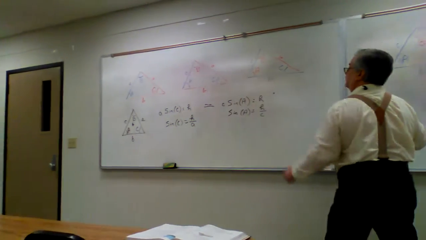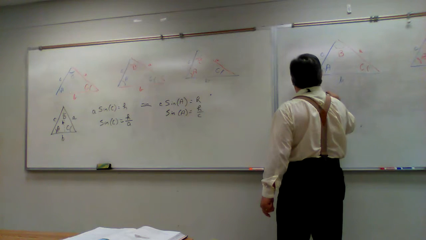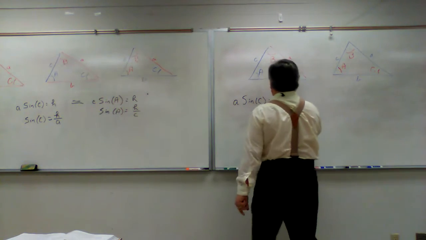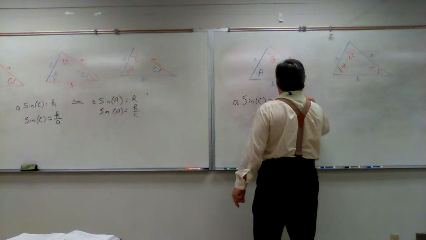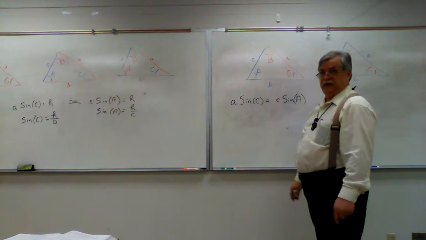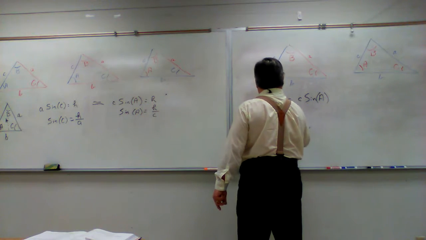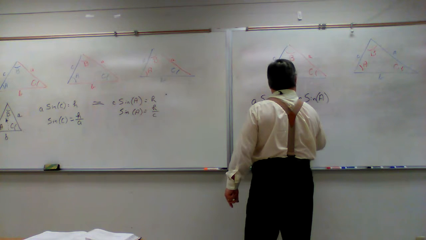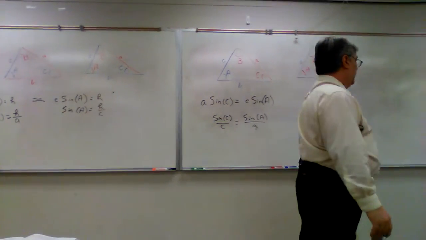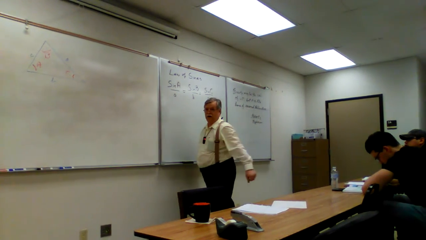So we've got A times sine C is equal to h, which is equal to C sine A. And if we divide both sides by C and then both sides by A, we end up with sine C over C is equal to sine A over A.